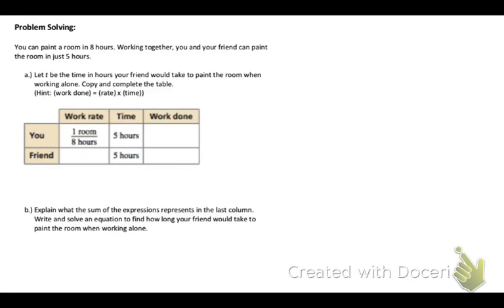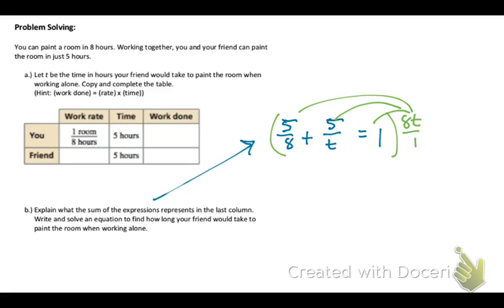So B says explain what the sum of the expressions represented in the last column. Well, we just talked about that, and now we're going to write and solve an equation. So the amount of work that you get done plus the amount of work your friend gets done equals 1 job done. So using that method to solve, our common denominator is 8t, and you multiply that by each term. So our 8's divide out, we get 5 times t. Our t's divide out, we get 5 times 8, which is 40, and then 1 times 8t is 8t. So 40 equals 3t, and then t equals 13 1/3.